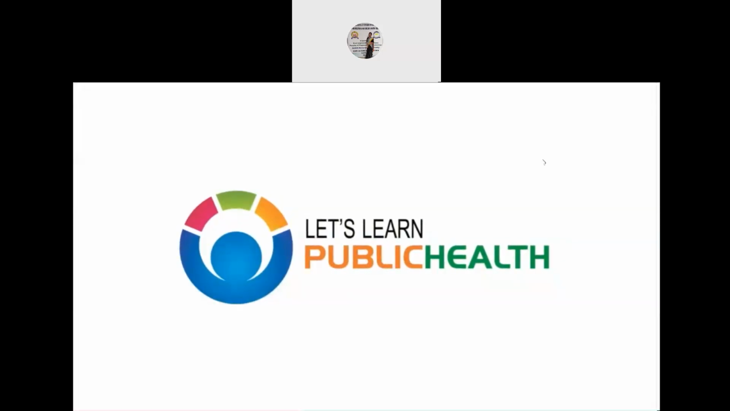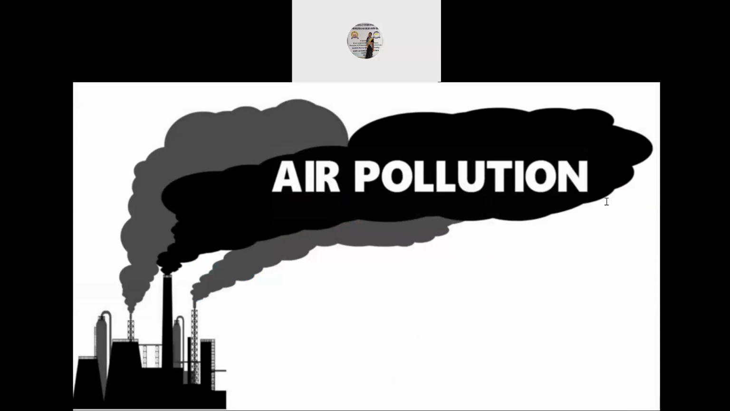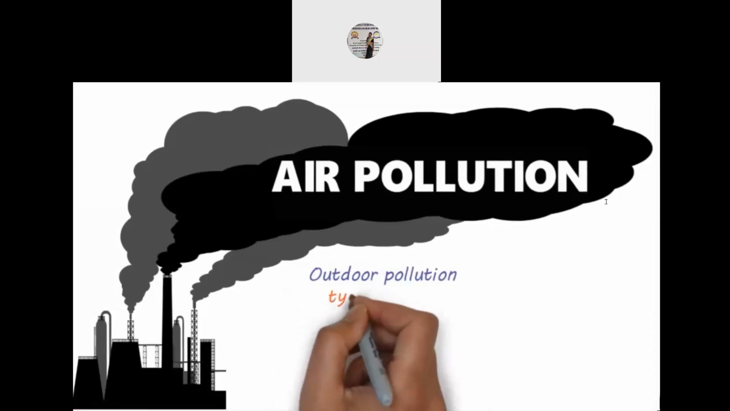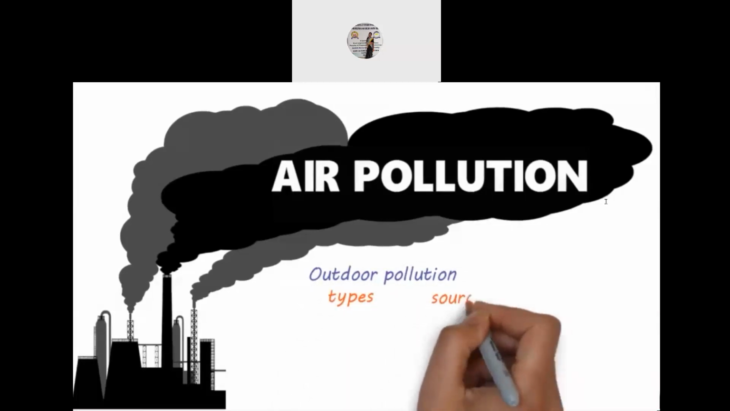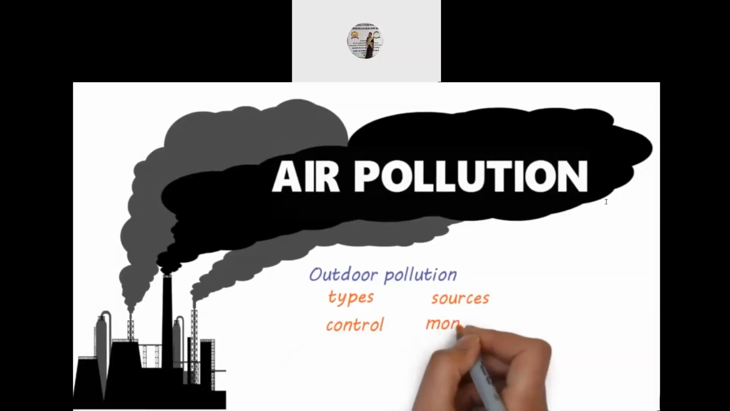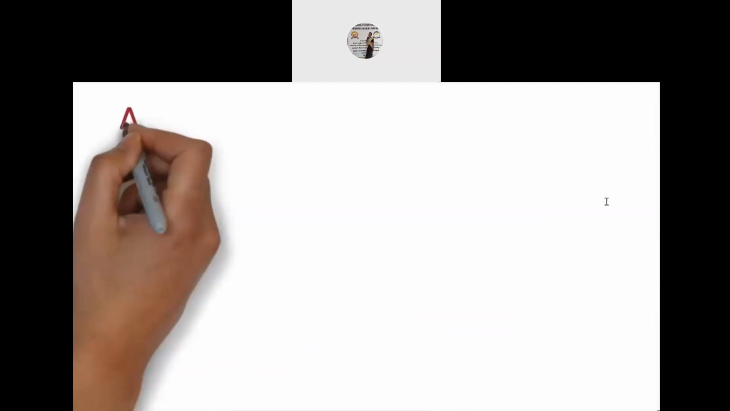Hi, and welcome to this overview of air pollution. Air pollution is a major public health issue. In this video, we'll discuss outdoor air pollution, what it is, types of pollutants, and sources. We'll also take a look at ways to reduce air pollution and talk about how air quality is monitored. We'll then talk about indoor air pollution, why it's a problem, sources of pollution, and ways to reduce it. But first, what is air pollution?